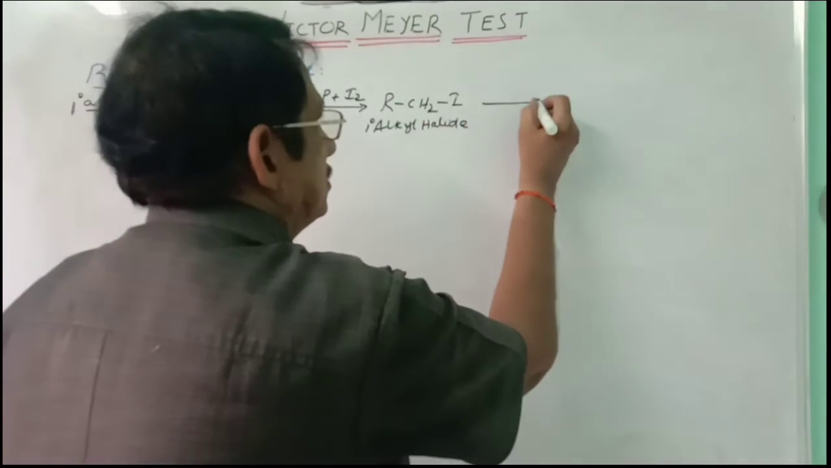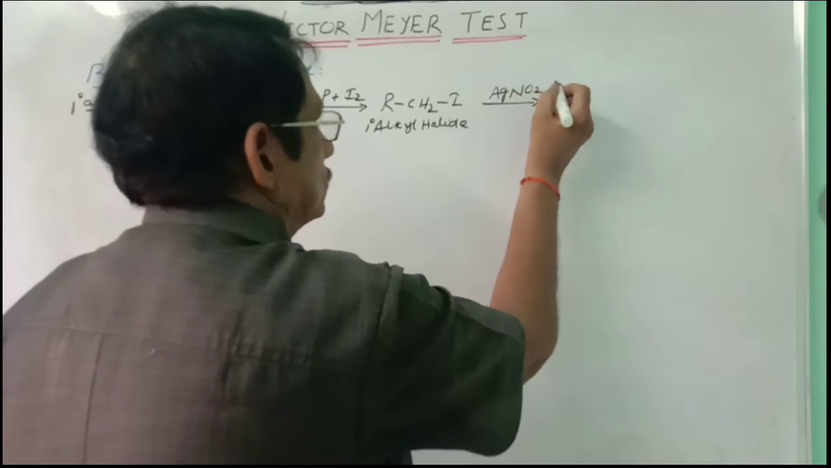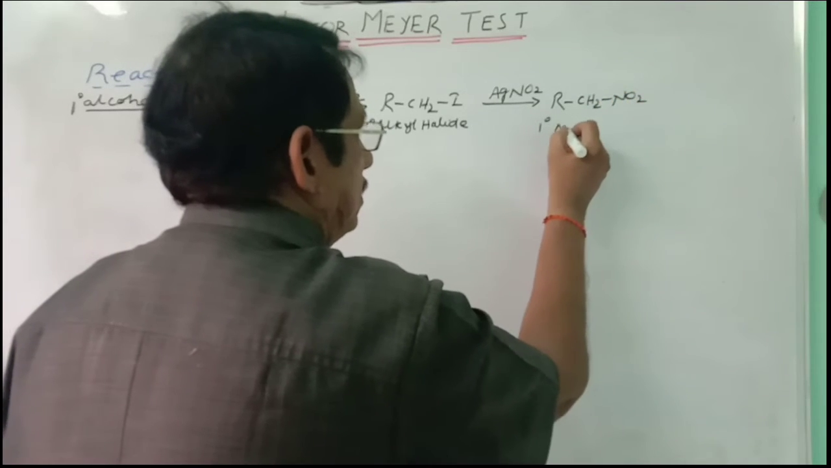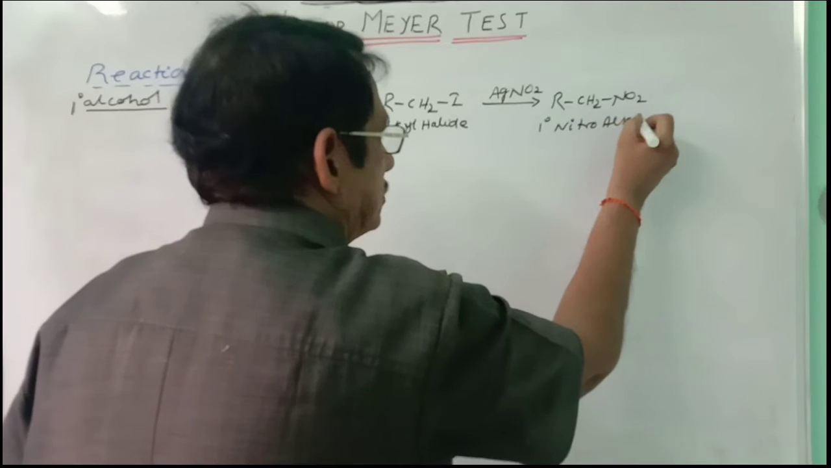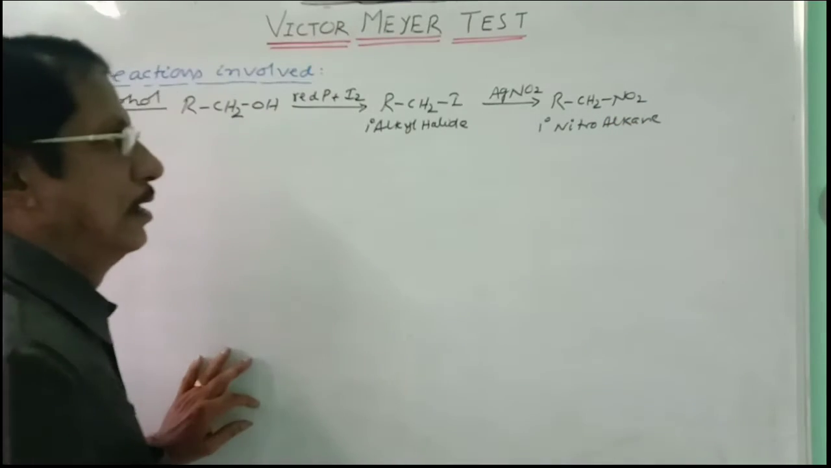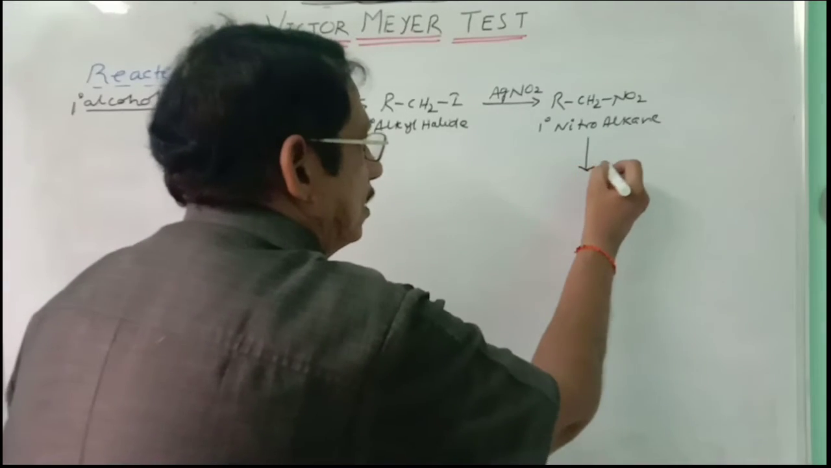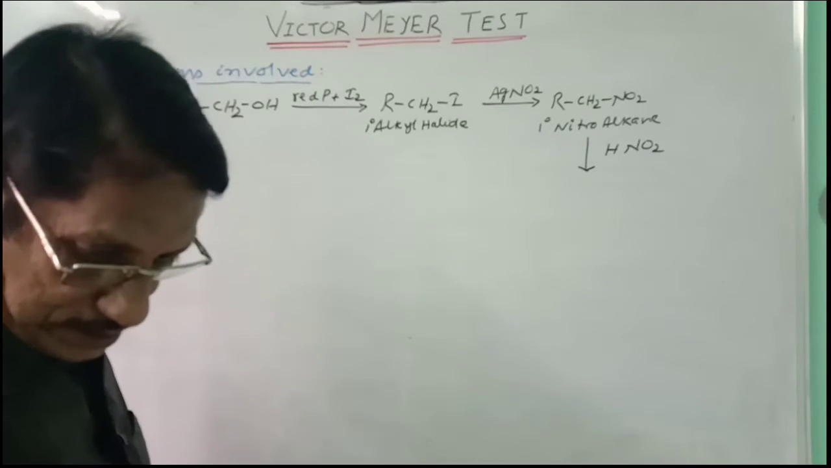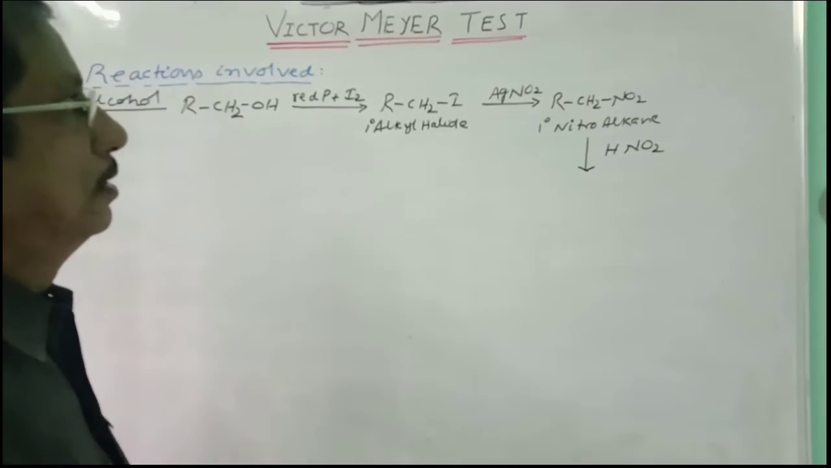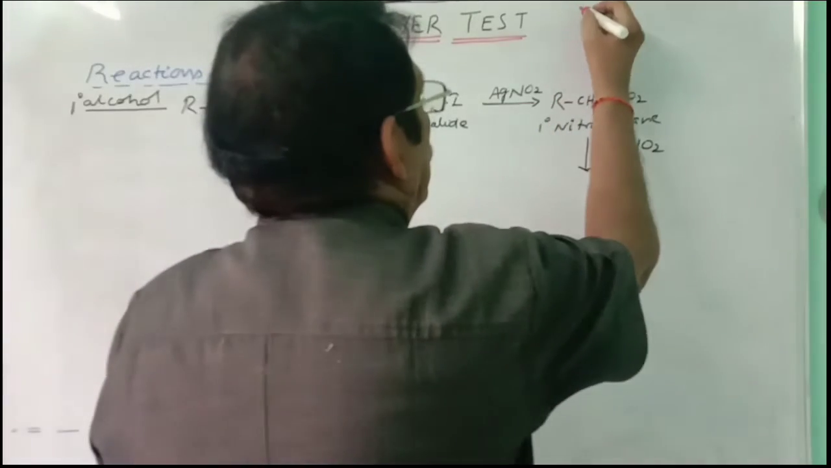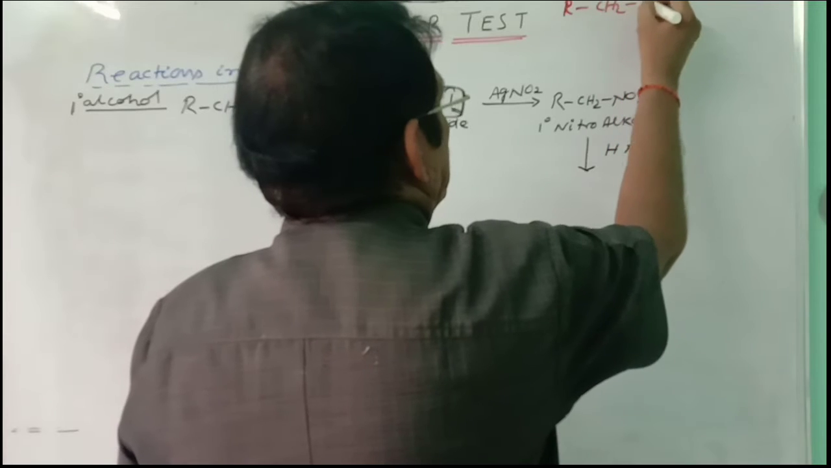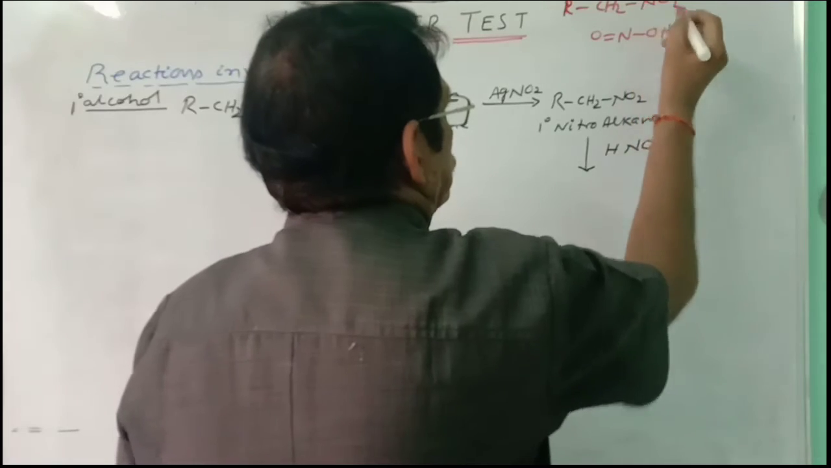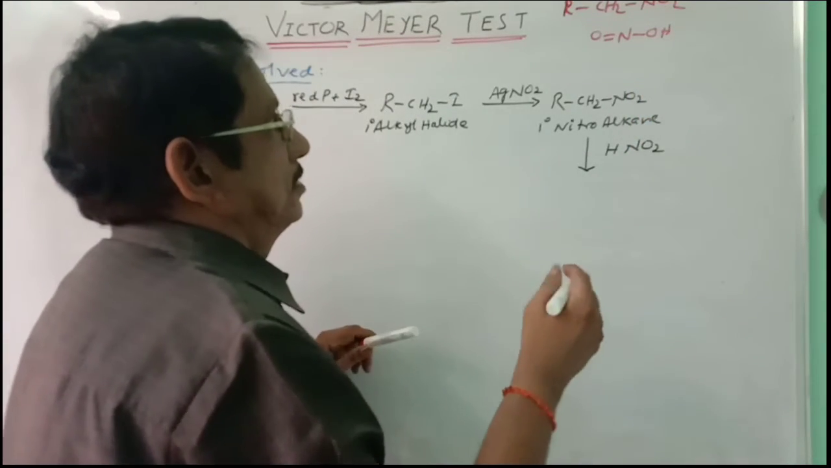Later, it is treated with AgNO2. Thereby, I is replaced by NO2 and you will get here primary nitroalkane, right? Now, this is treated with HNO2. What is the product? That you have to write here. RCH2NO2, and HNO2 is N double bond O OH. What is going to happen here?